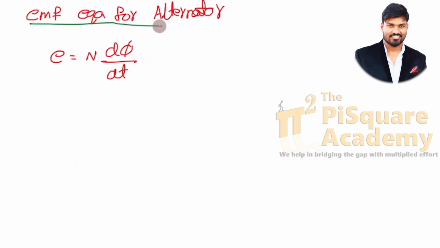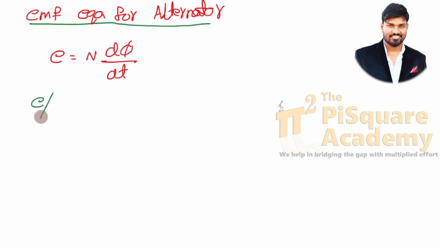EMF equation for an alternator. We know Faraday's law. According to Faraday's law, E is equal to N d phi by dt, where N is number of conductors. Of course, a minus sign will be there if you apply Lenz's law. Without Lenz's law, simply E is equal to N d phi by dt. N is number of conductors.